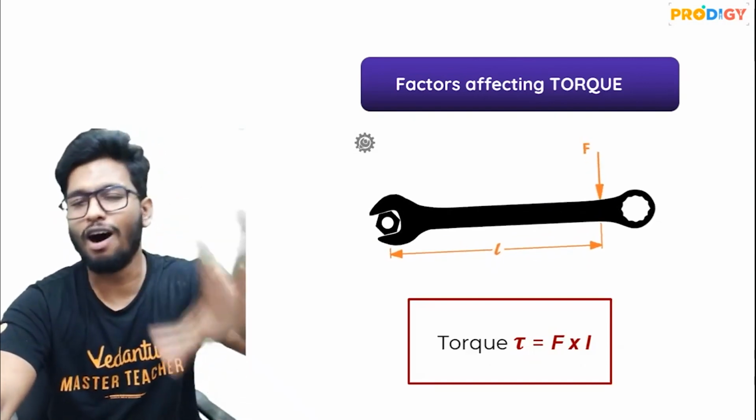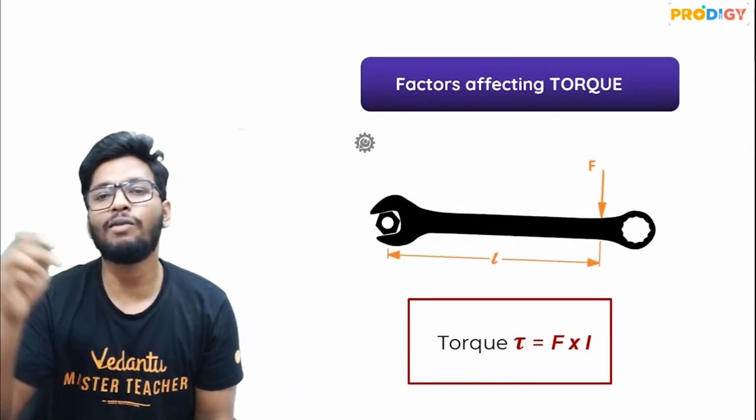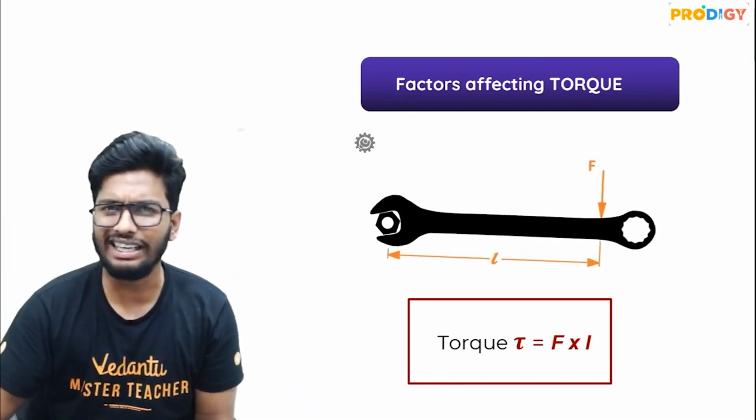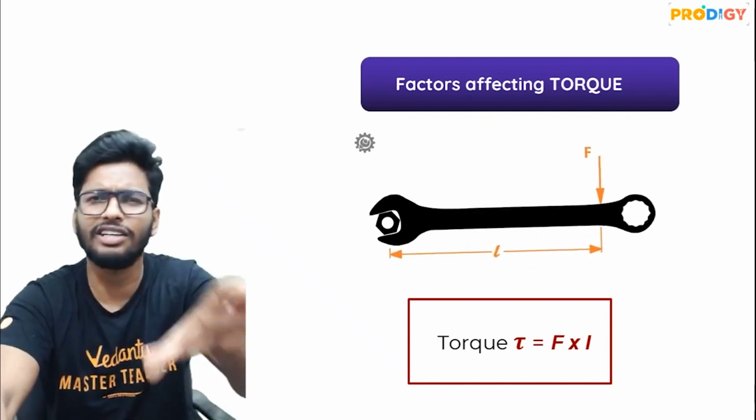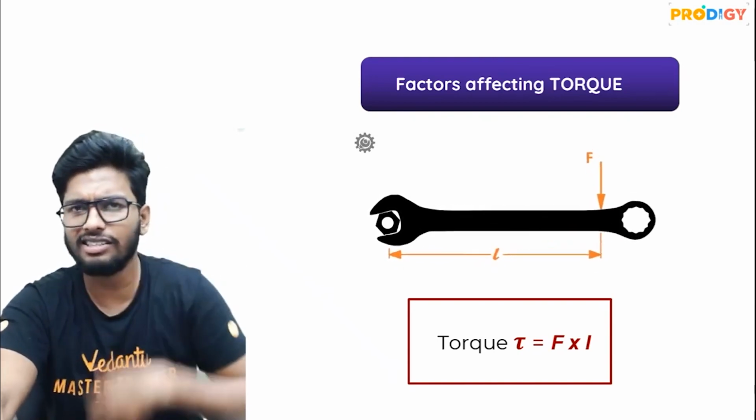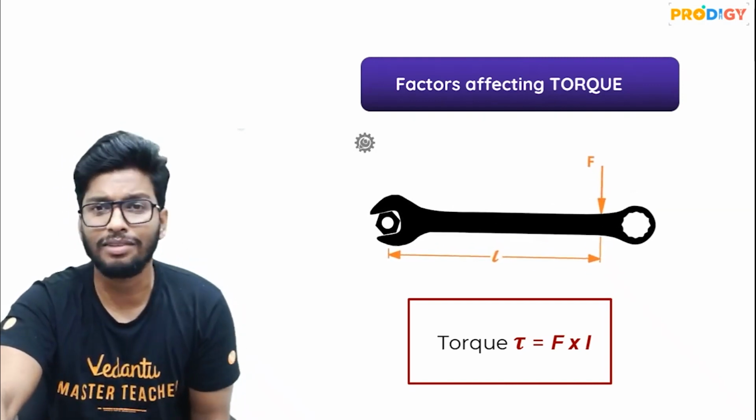All right. So the formula, guys, is nothing but this. Tau, which is torque, is equal to F into L or F into D, where D represents the perpendicular distance, or L, whichever way you want to go. Generally we go with F into D, where D is the perpendicular distance, F is the magnitude of force, and tau is the torque.